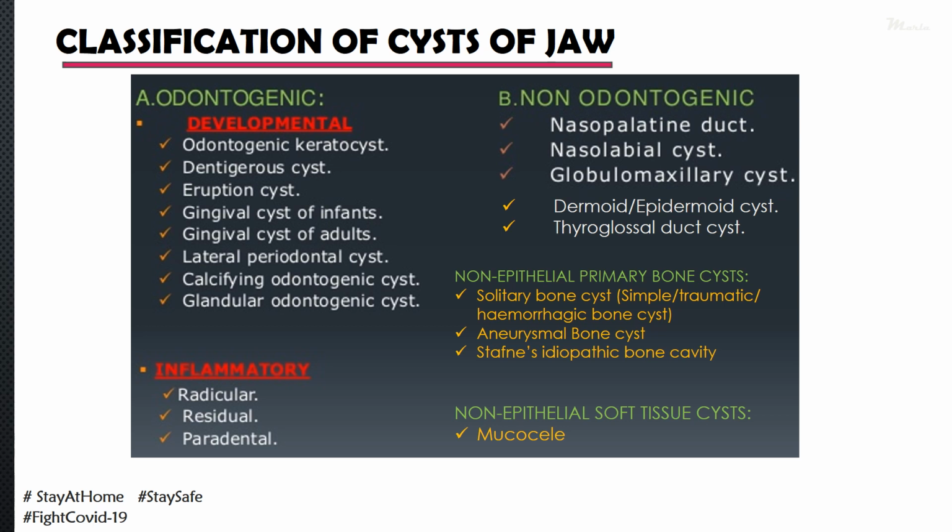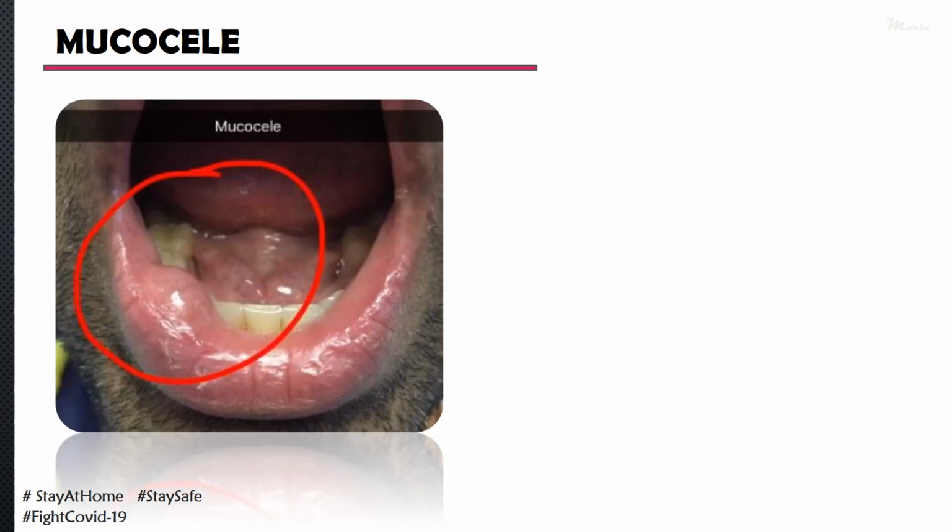This entity has been included in this classification because of its similarity to the radiographic appearance of a cyst. However, it should be noted that the Stafne idiopathic bone cyst is not a true cyst and is a radiographic incidental finding. Then we have the non-epithelial soft tissue cysts like the mucocele. So today we will discuss in detail about mucocele. Other odontogenic cysts will be discussed in the next topic.